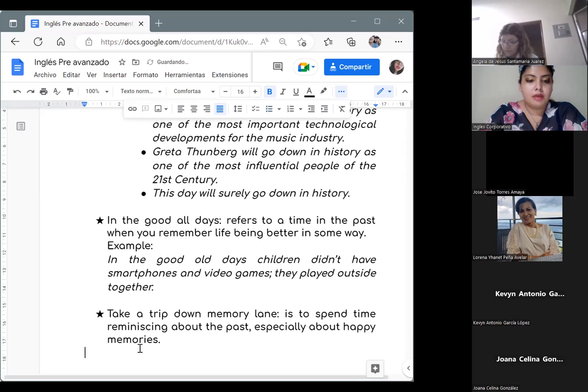And we have the example. And this one said, my grandmother loves to take a trip down memory lane and tell me about her childhood.